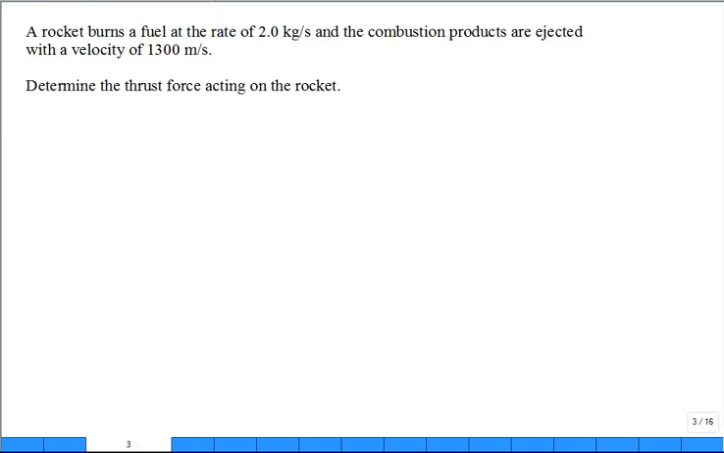The rocket burns fuel. It's burned at a particular rate. They give us the burn rate of 2 kilograms per second, and the combustion products are ejected with a particular velocity out the back of this rocket. Determine the thrust force acting on the rocket.